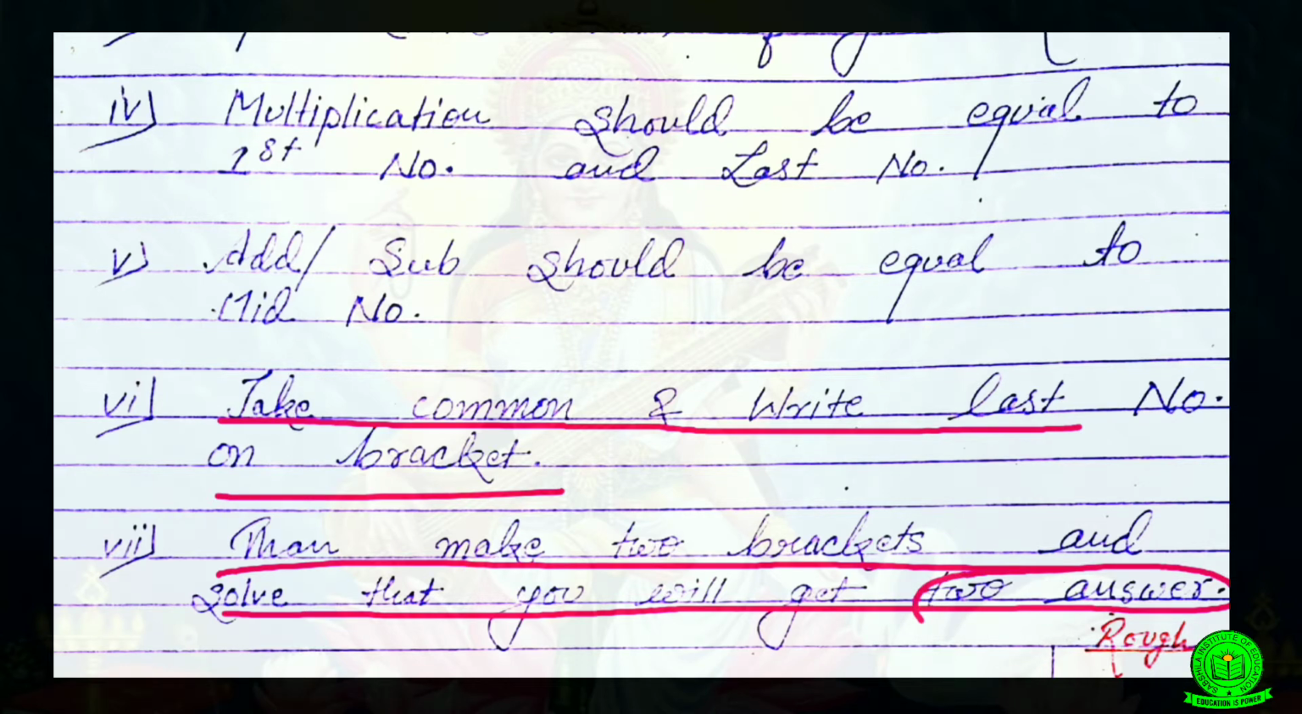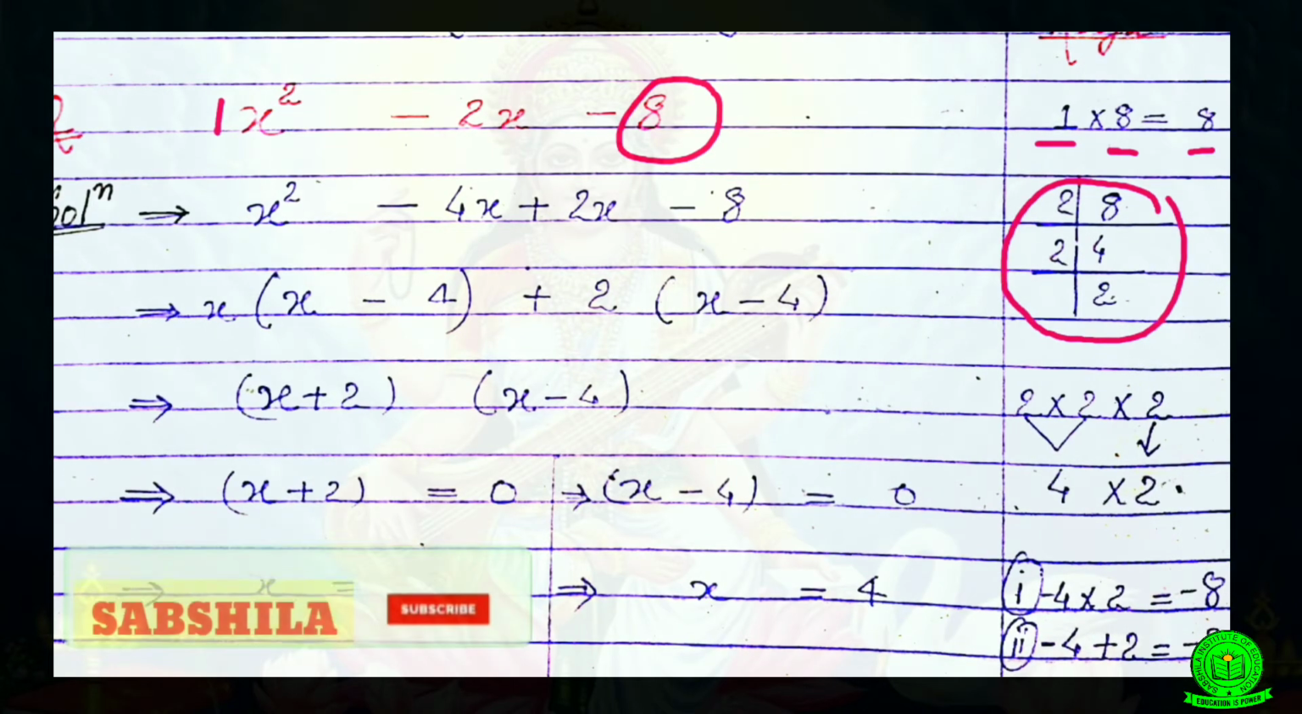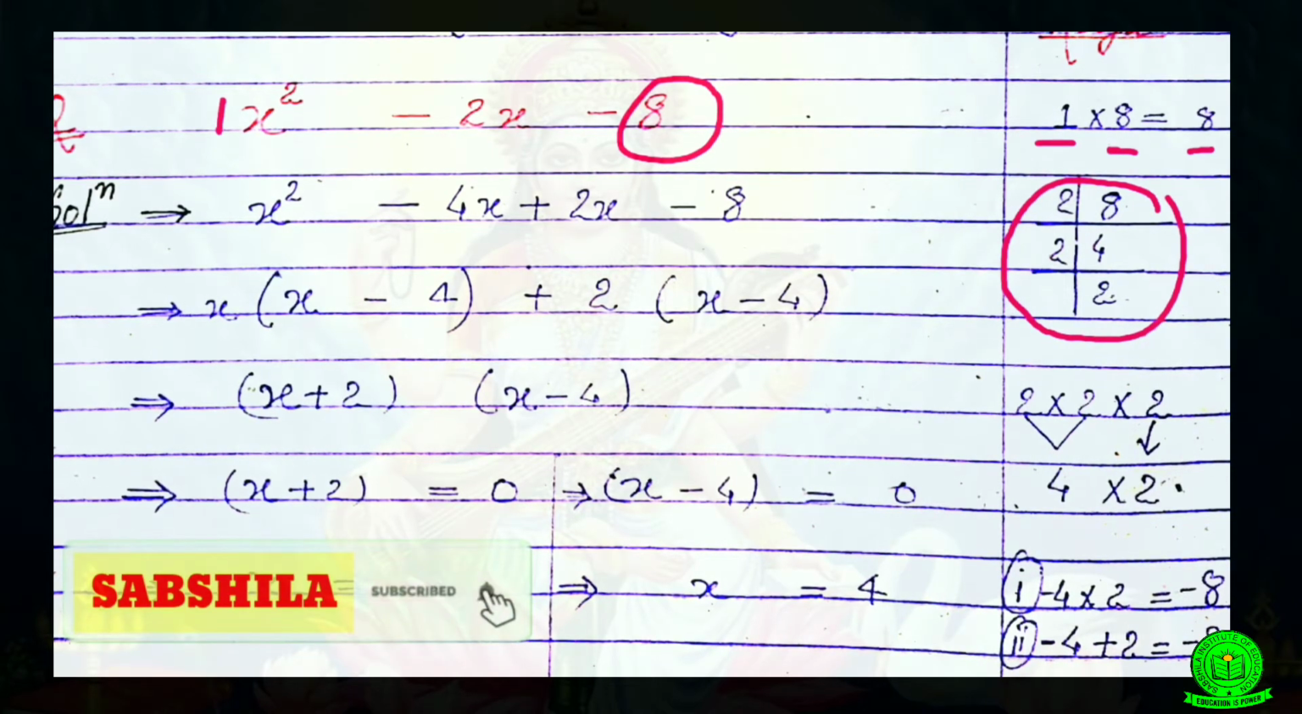Okay, let's see the question. First of all, what do we have to do? We have to multiply the first number and the last number. The first number is 1 and the last number is 8, and when I multiplied, I got 8. If you factorize, then you'll get 2 into 2 into 2. If you convert this, then it will convert into 4 into 2.